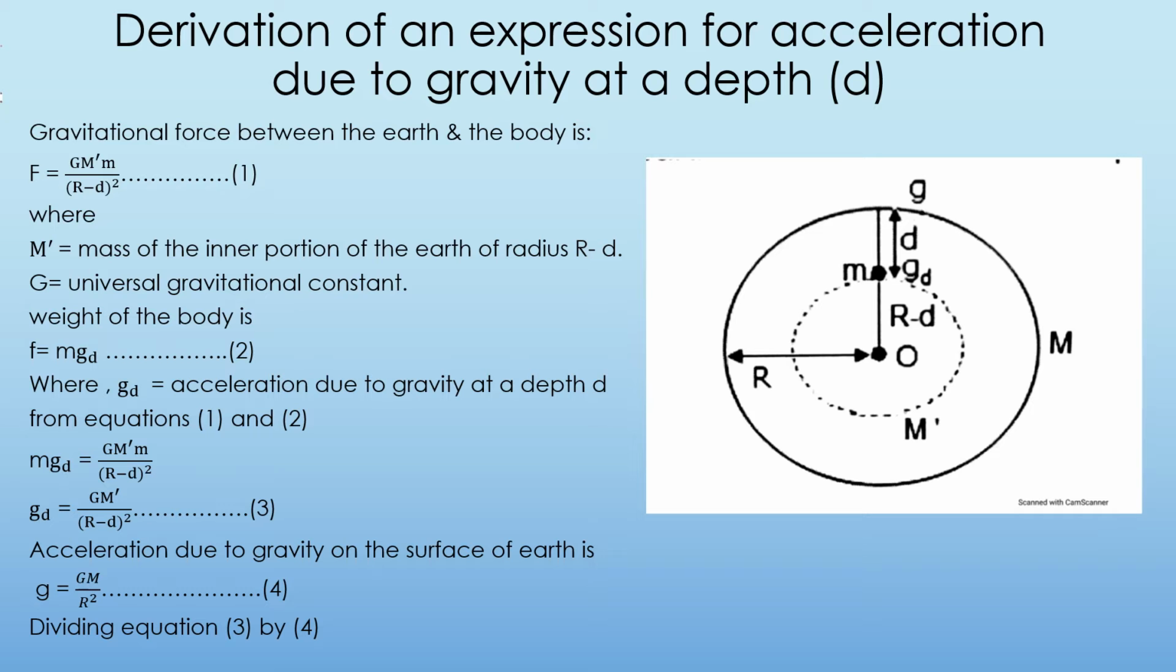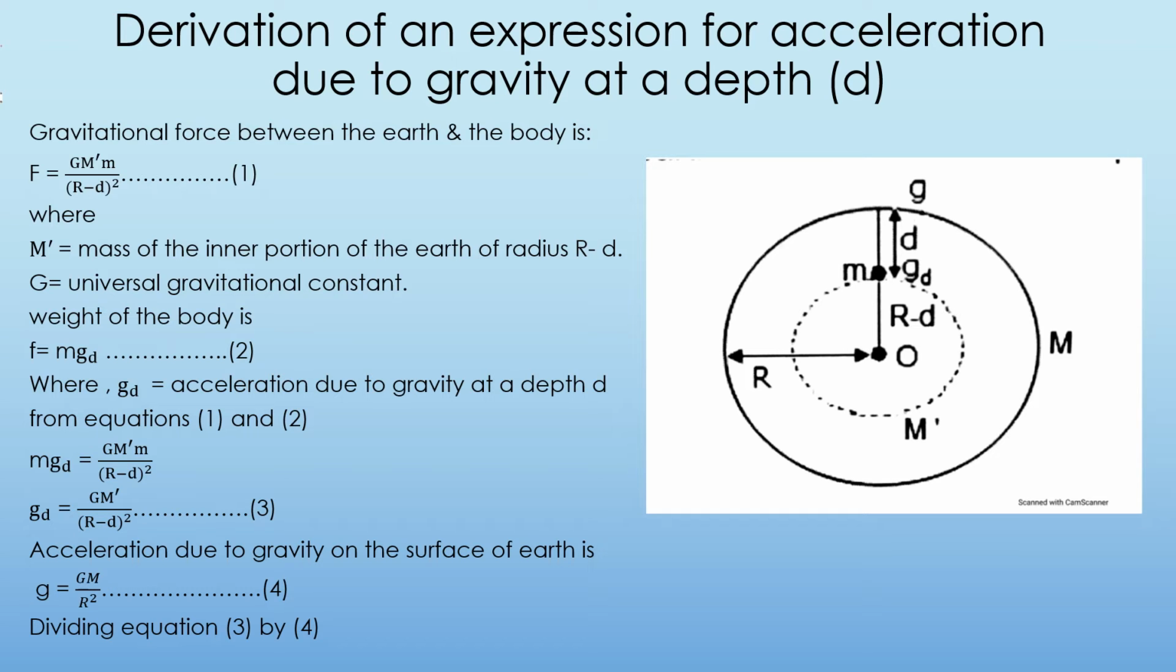Now the weight of the body we can write as F is equal to m g_d, where g_d is the acceleration due to gravity at a depth d. We will consider this as equation 2. So from equation 1 and 2, we can write m g_d is equal to G M' m by (R minus d) the whole square. On both sides we cancel the small m. So what happened to the equation? g_d is equal to G M' by (R minus d) whole square. We'll consider this as equation 3.